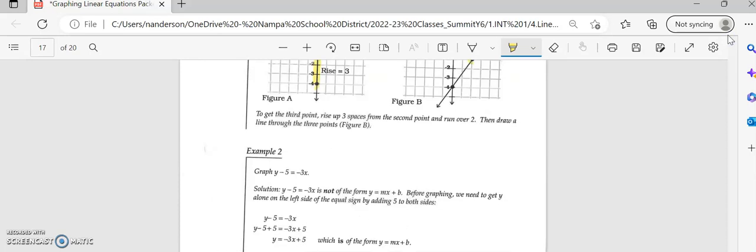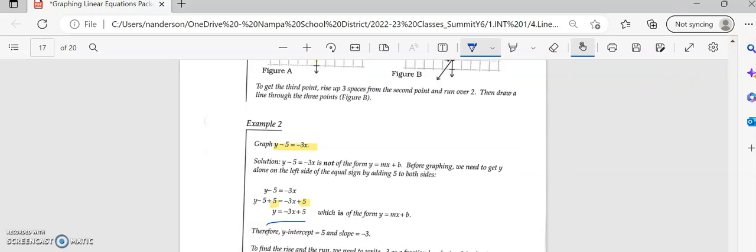So looking on page 17, notice we have y minus 5 equals negative 3x. We don't have a y equals mx plus b, so we have to add 5 to both sides like you see here. That gets it in slope-intercept form, so we can identify the slope and the y-intercept. And that we can really see in example 3 as well. It's got a little bit more going on, so I'm going to move to that one.